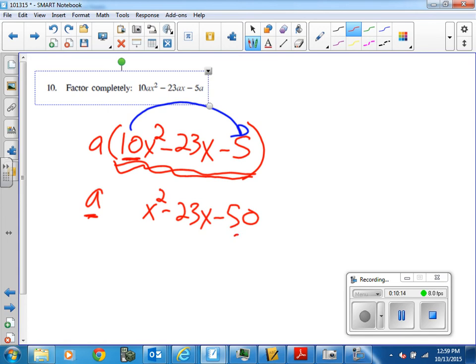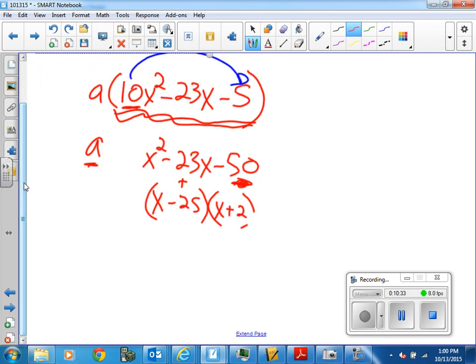Now can I factor that? Remember what two numbers multiply to give me negative 50 and add up to this. So we have x minus 25 and x plus 2. Now you can't forget that last part, which is to divide by what you multiplied by in the beginning, which is this 10. So I need to divide this by 10, divide this by 10, so we get x minus 25 over 10 reduces to 5 over 2. And then this one, x plus 1 over 5.